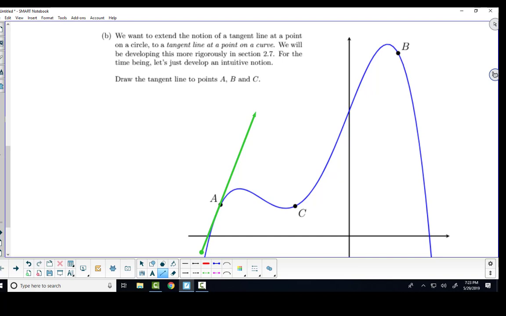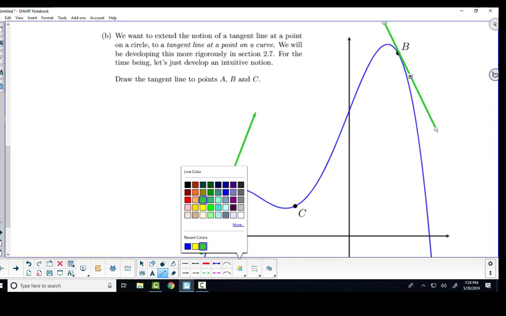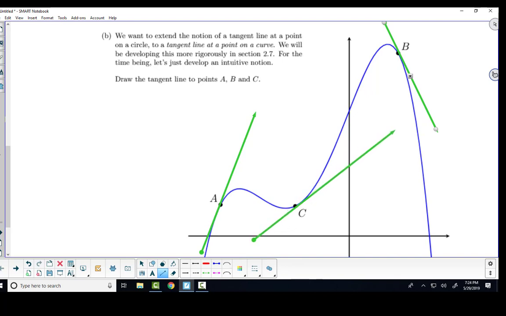Okay? Likewise, we can do the same thing here on B. And maybe something like, that's not quite right. Let's do it like that. See if we can do this. There we go. Something like that, maybe. Okay? And then let's do one at point C. Maybe something like that. Okay?